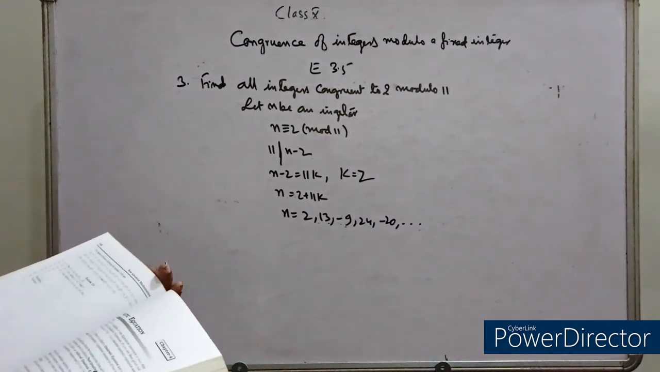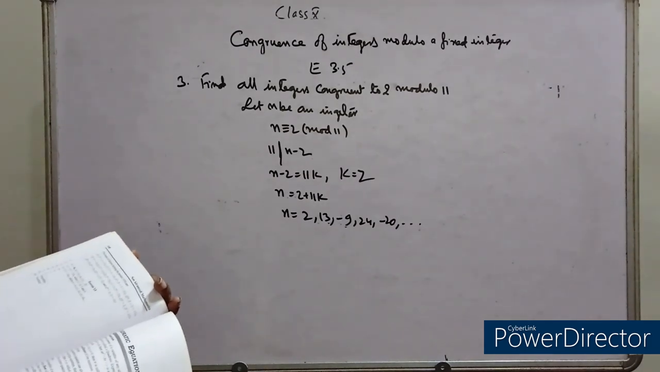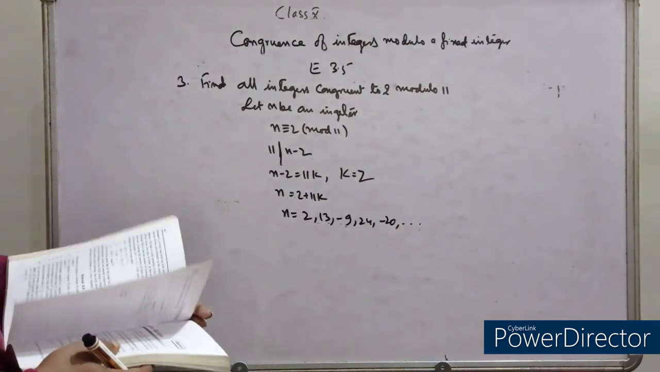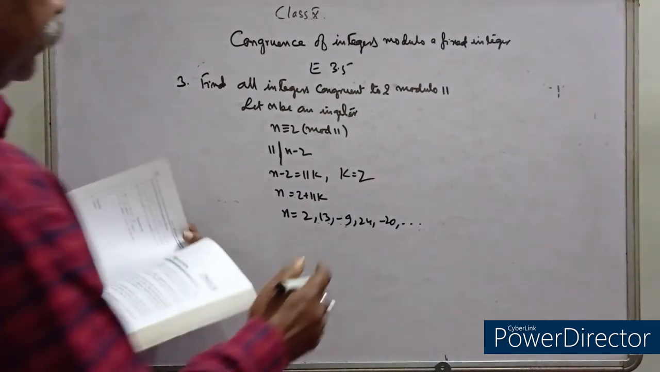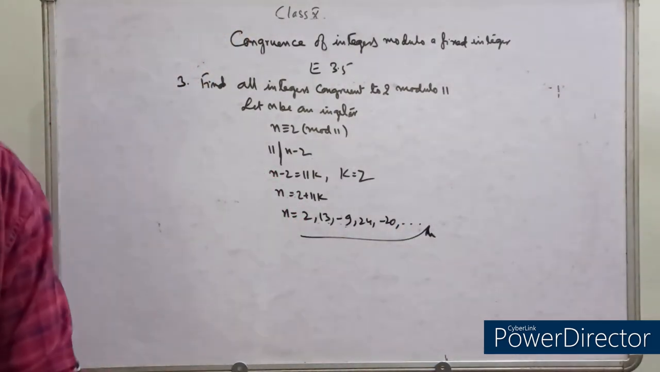So third, they have taken the value of k as 0, plus minus 1, plus minus 2. But as we have to find the value of n, this is your answer. Let me check once again.